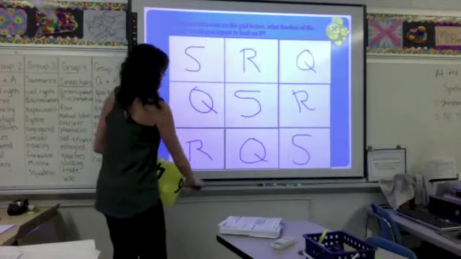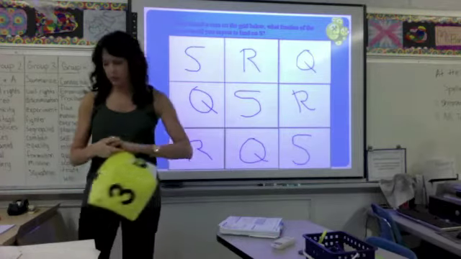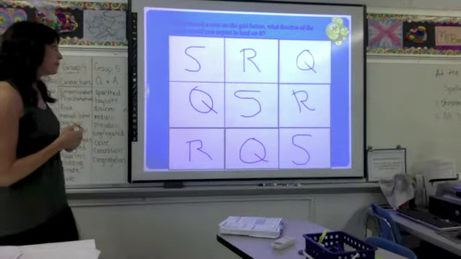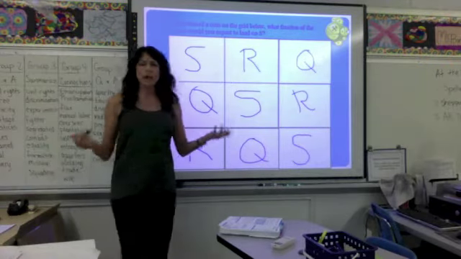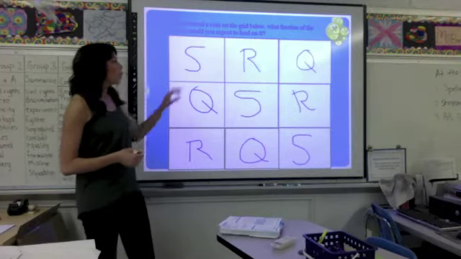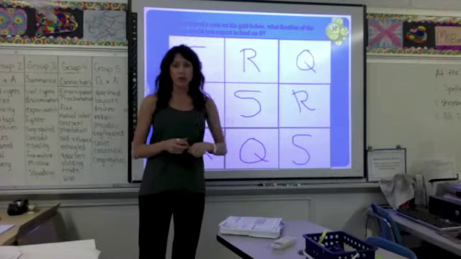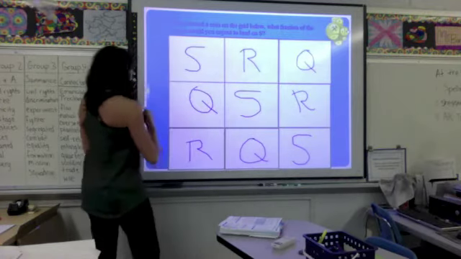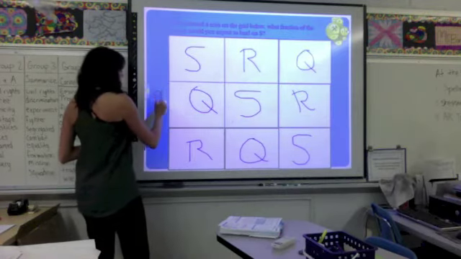Alright, the next question, we're going to use a grid. This question says, if you tossed a coin on the grid below, what fraction of the tosses would you expect to land on S? There are a few ways that we can solve this problem. First, we need to figure out, well, what is our whole? The whole would be the number of squares on the grid. So you can see here that we have 9 squares on the grid.